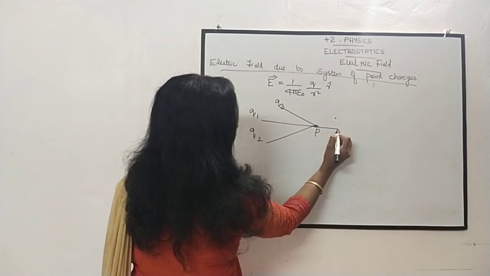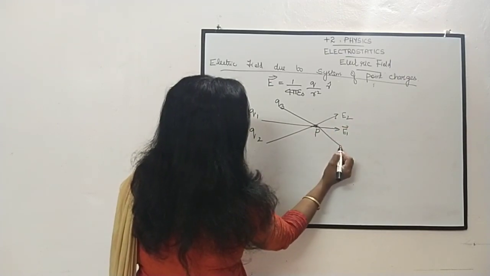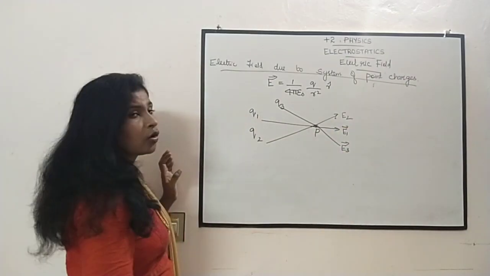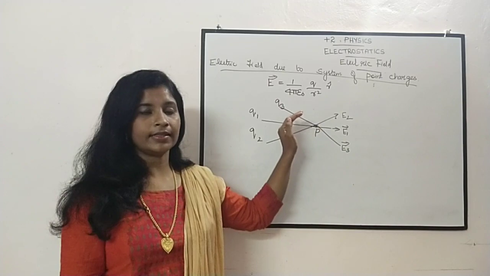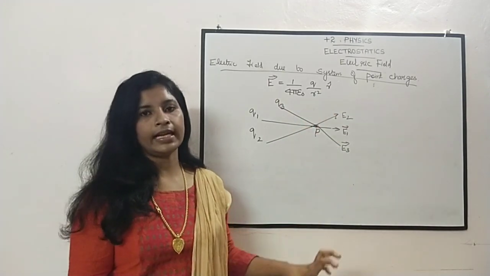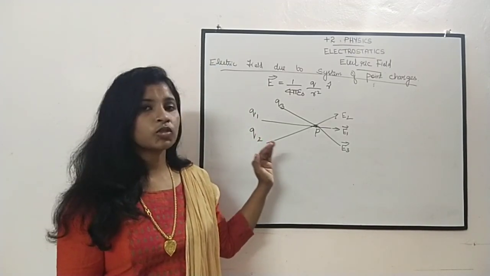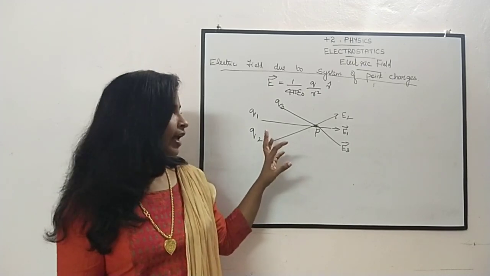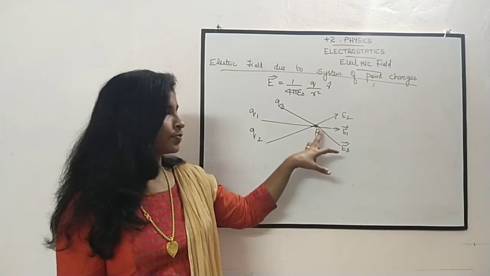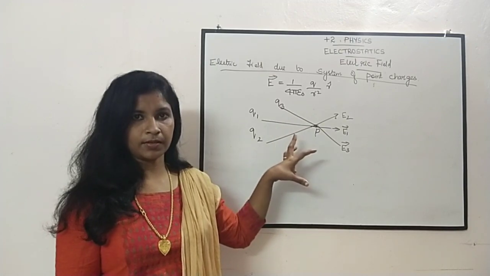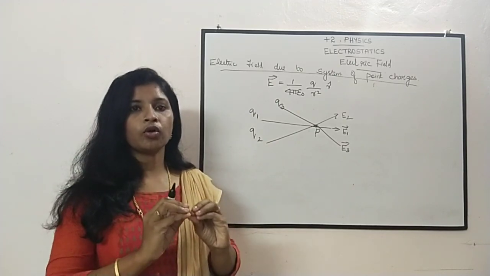Let the electric field of Q1 be E1, the electric field of Q2 be E2 and the electric field of Q3 be E3. Our aim is to find the total electric field produced at the point P. For this we are going to use the superposition principle. If point charges are distributed in free space and we want the electric field due to the collection of charges at a particular point, we use the superposition principle.